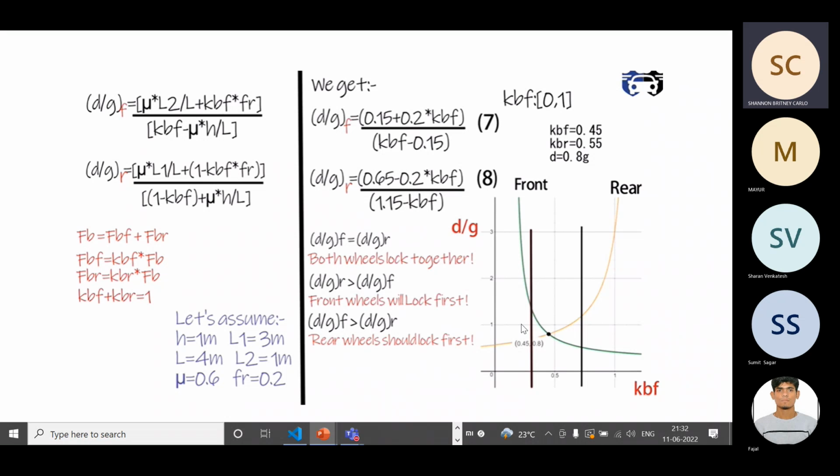And if I check this part of the graph, it will be the opposite. Here d by g for F is greater than d by g for R. So here the rear wheel will lock first. And the point of intersection is where both are equal, and here both the wheels lock together.